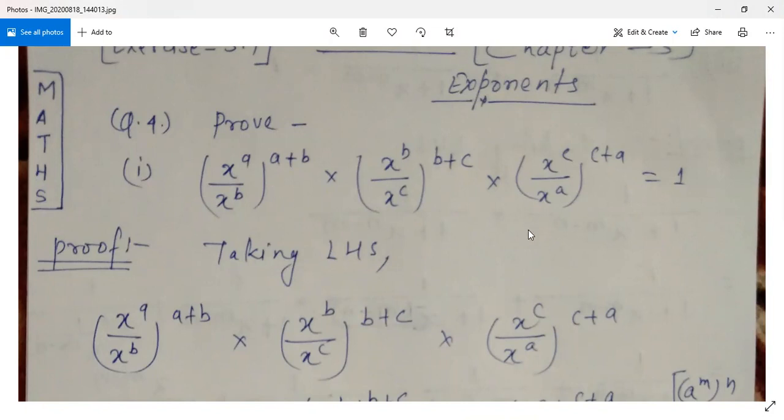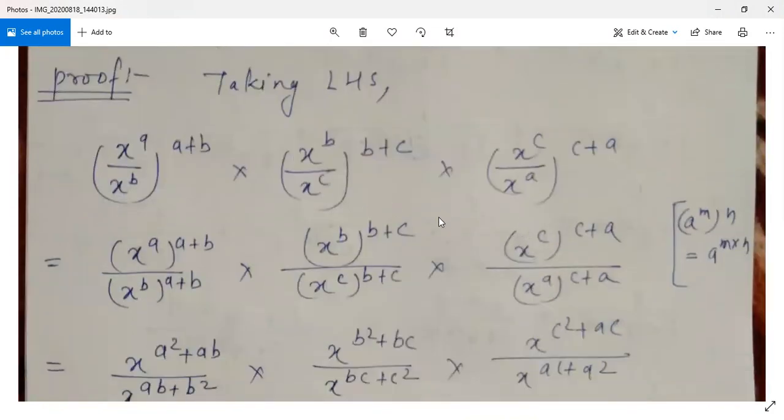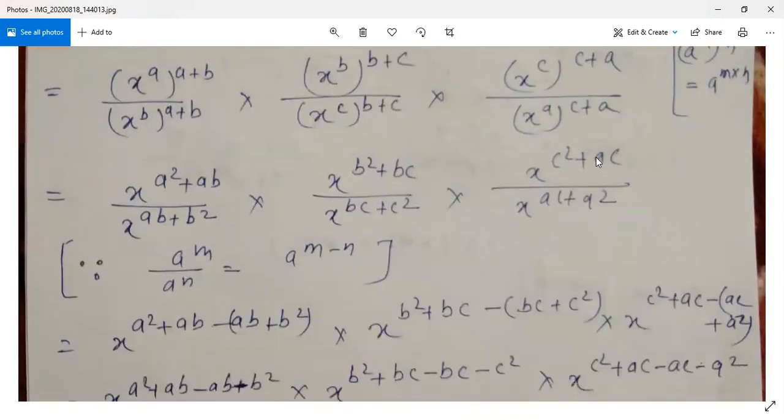When you have to solve the left hand side part, you have to get the answer as equal to the right hand side part. Okay, first of all you have to take the right and left hand side part. This is your left hand side part, where x to the power a upon x to the power b whole to the power a plus b is written. The next one is multiplied by x to the power b upon x to the power c whole to the power b plus c, that is multiplied by x to the power c upon x to the power a whole to the power c plus a.